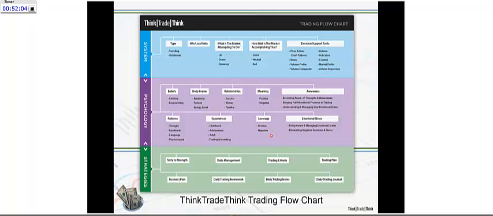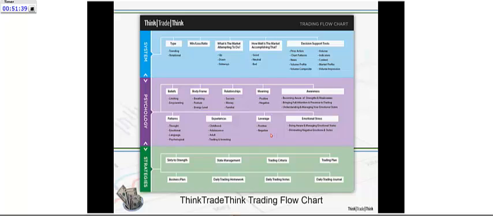All right, so what we're talking about now is the three things that you need to master to become a consistently profitable and successful trader. And this is the trading flow chart. I created this because a lot of people ask me, what do I need to do to be successful? It has three sections. The first one is your system, right?